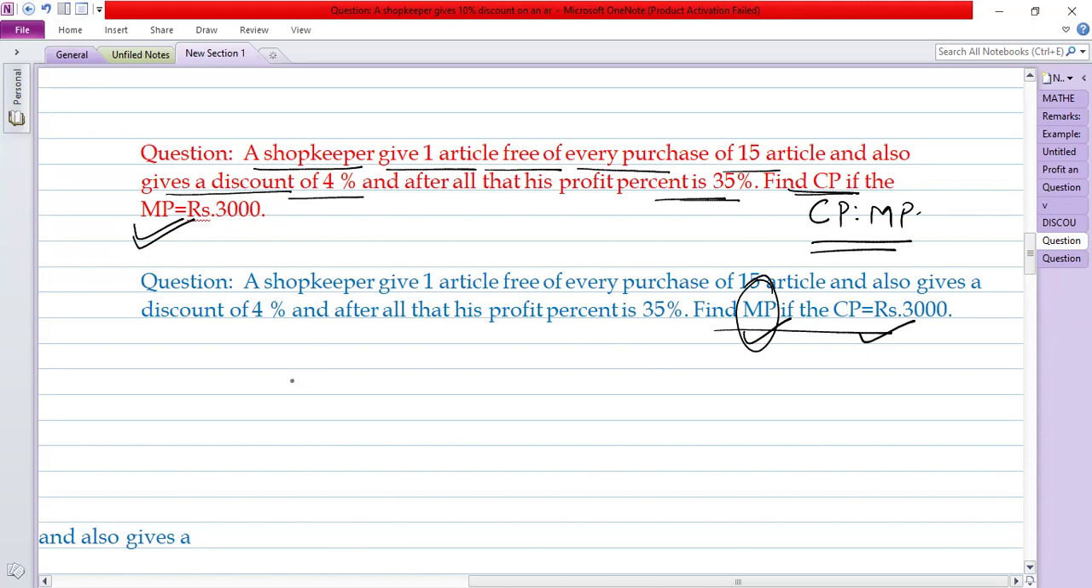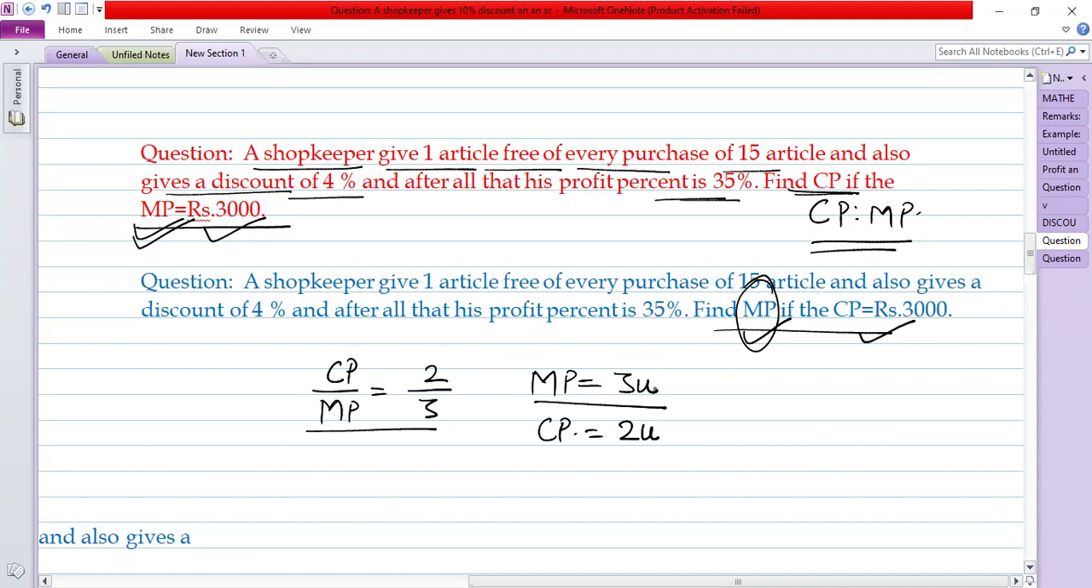So here the procedure will not change much. Basically, we will have this ratio, CP ratio MP. It will be 2:3. Okay. Now here obviously, what's the meaning of this ratio? That if MP is 3 unit, then the cost price will be 2 unit. Now, in this question, this 3 unit marked price is given to be 3,000. Okay. So what will be 1 unit? 1 unit will be equal to rupees 1,000. So what will be the cost price? Obviously, it will be rupees 2,000.